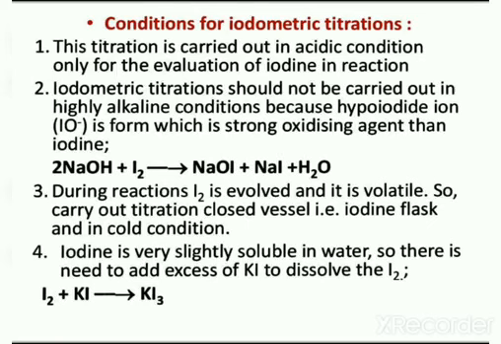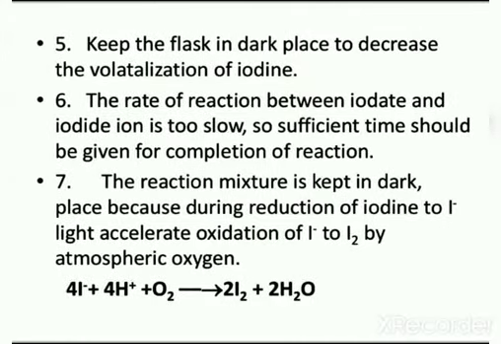That is, it should be carried out in acidic condition, and it should not be carried out in highly alkaline condition. During the reaction, iodine is evolved and it is volatile. Therefore, it should be done in a closed vessel, and iodine is very slightly soluble in water. Therefore, excess of potassium iodide should be added to dissolve the iodine, and the titration should be done in a flask in a dark place to decrease the volatilization of iodine.